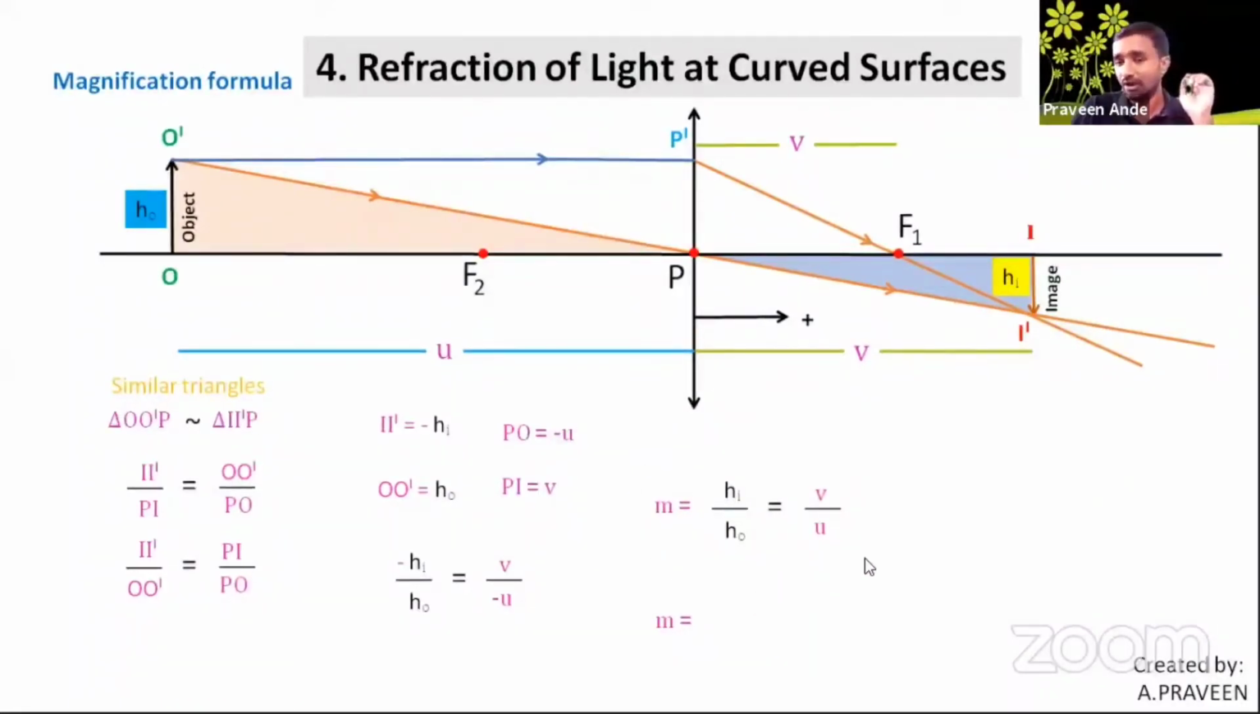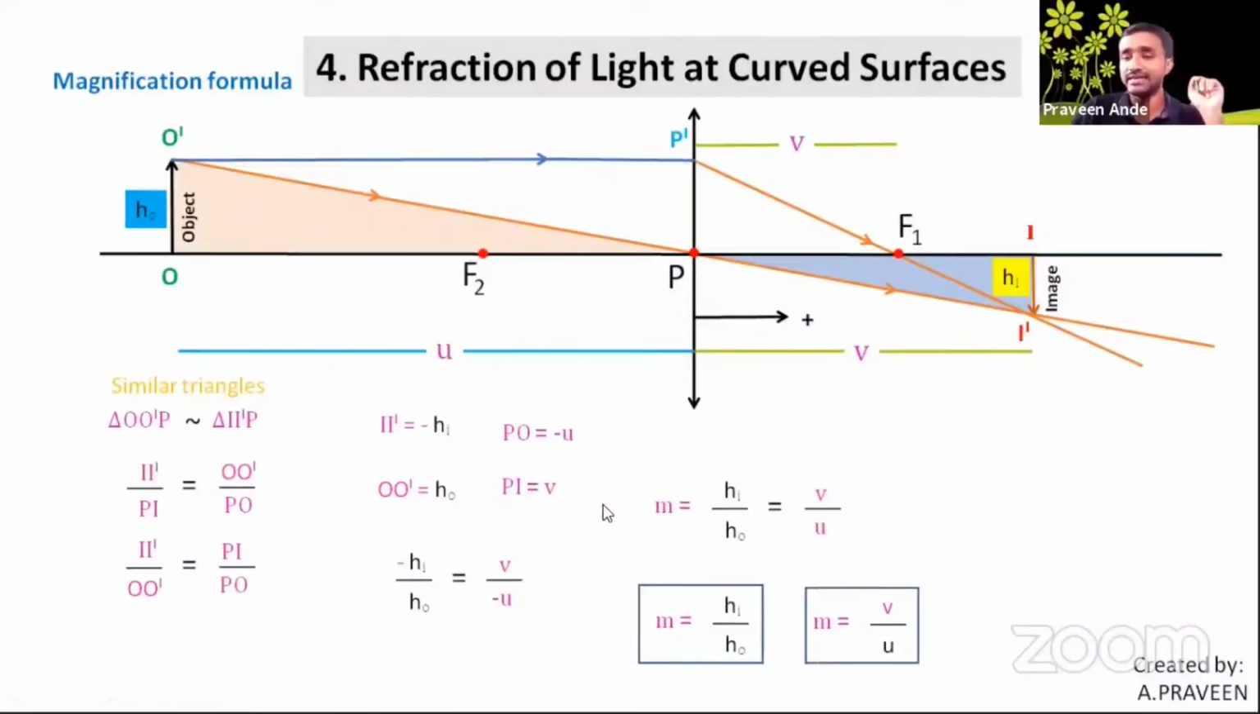So here see how it looks: A equal to B equal to C. Mathematically A equal to B equal to C, then you are able to make different relations here: A equal to B, B equal to C, A equal to C. Like that, here M equal to Hi by H naught is one of the relations we can use as a magnification formula. Or you can use M equal to V by U, which is also one of the formulas for finding the magnification. Or one more we can use, Hi by H naught is equals to V by U. So commonly we are able to say M equal to Hi by H naught, that equals V by U.